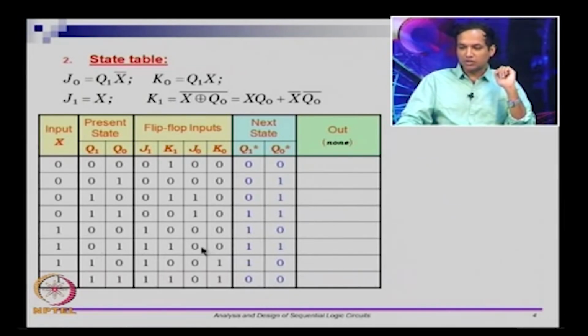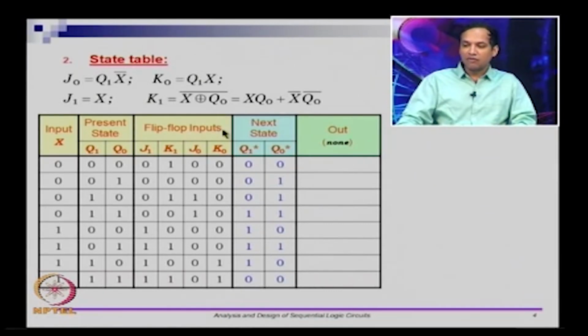So let us look at this particular row. In this particular row, if x is 1, Q1 is 0 and Q naught is 1, J1 K1 are both 1. So when both are 1, toggle 0, that gives you a 1, and J naught K naught happen to be 0 from the equations. This keeps the old value itself, which is 1. So that is what it is, and in this circuit there is no output. So we just leave this as a blank column.